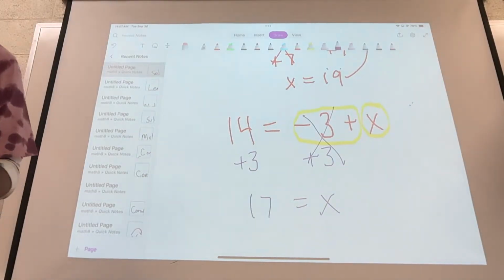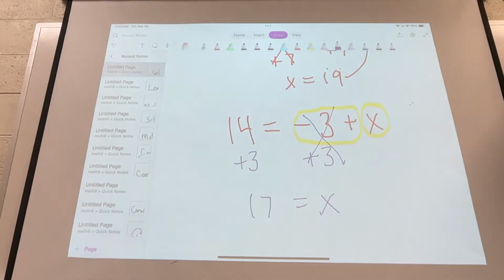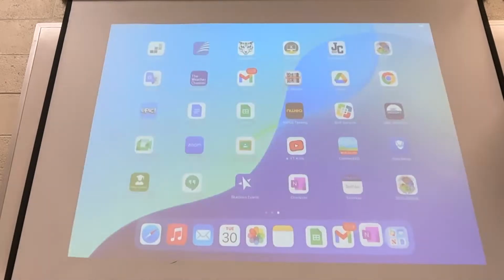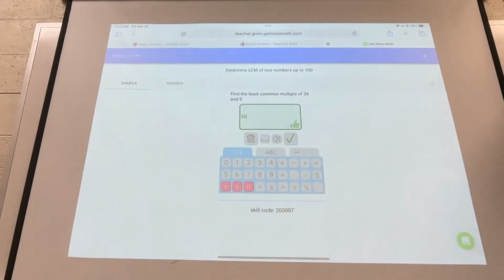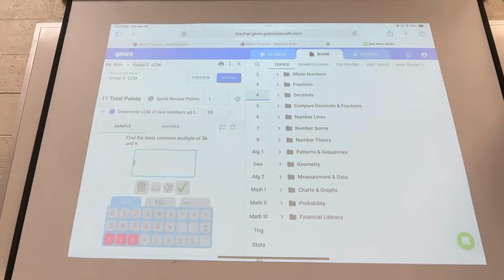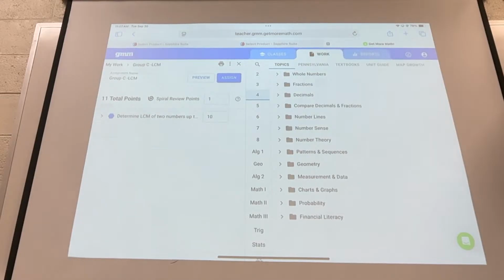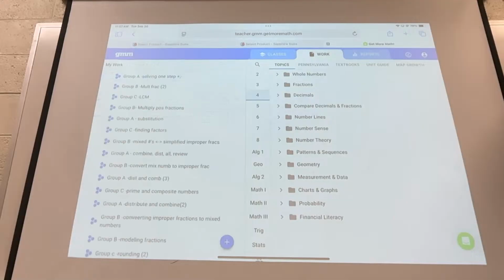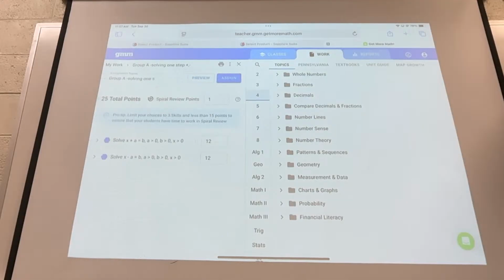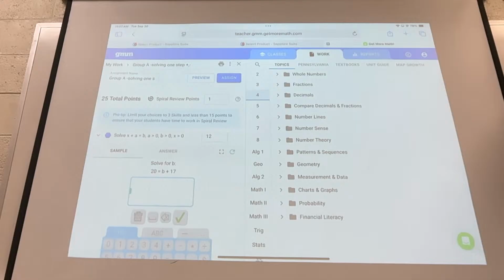So these should all just be addition and subtraction today. We'll get into multiplication and division tomorrow. But let's check some out on Get More Math. Hang on. One step. Okay. Let's see. All right.